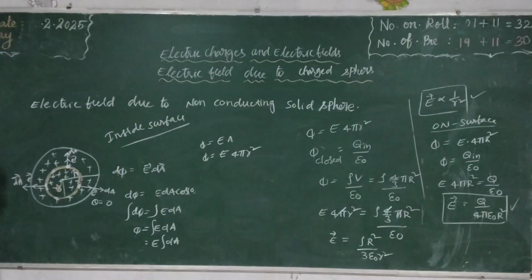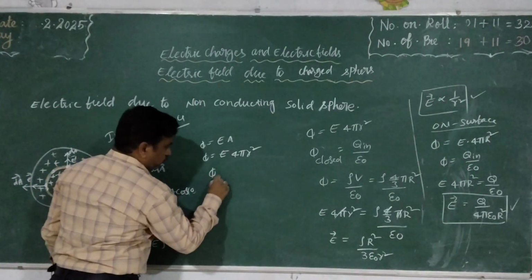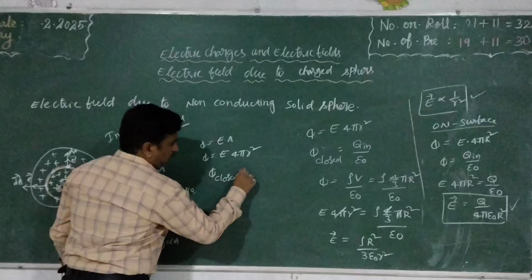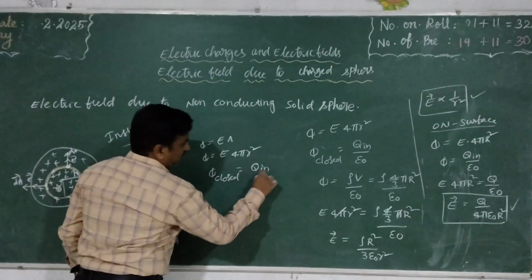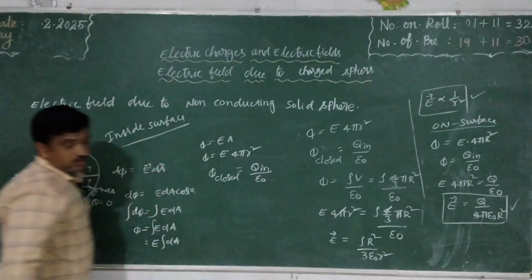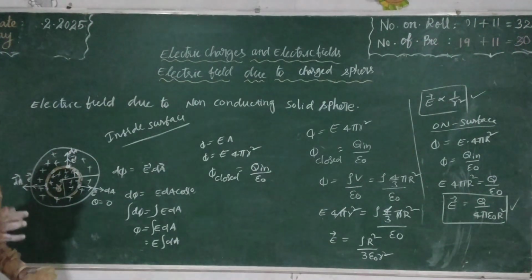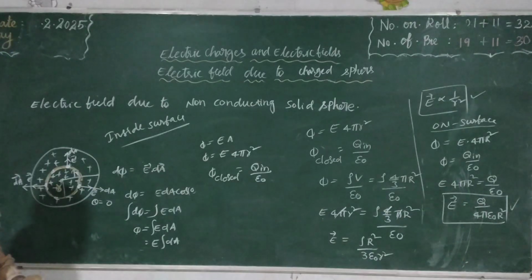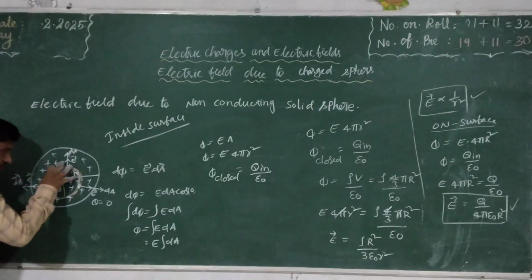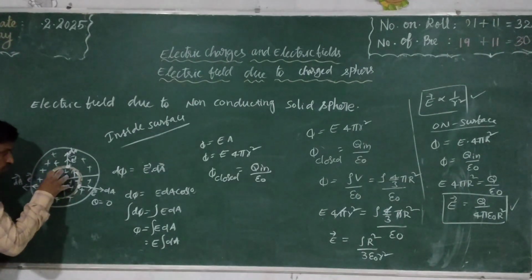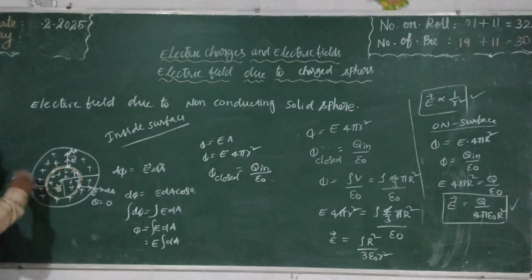Now, according to Gauss law, the flux through a closed surface equals Q inside divided by epsilon naught. So the total flux through a closed surface is 1 by epsilon naught times the net charge enclosed by the surface. In this Gaussian surface, what is the net charge? That we want to find out.